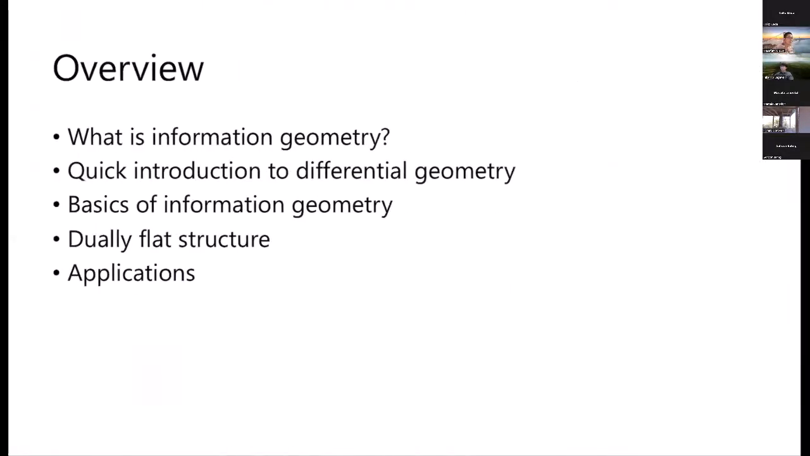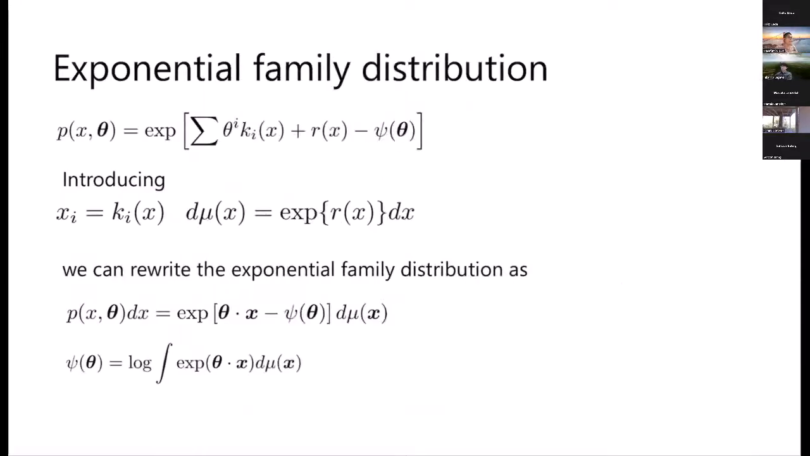That's the end of the third part. I'll move on to the next part, which is the dually flat structure. Let me give you a specific example of a dually flat structure, which is given by the exponential family distribution. The exponential family distribution is expressed by this, and then introducing some notation here, we can rewrite the exponential family distribution like this.